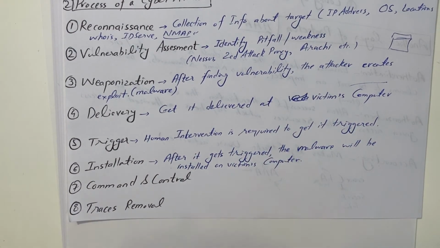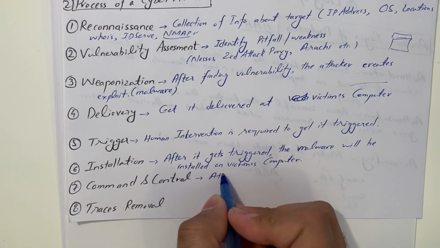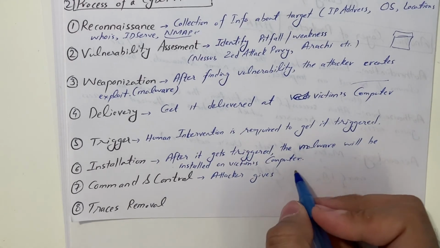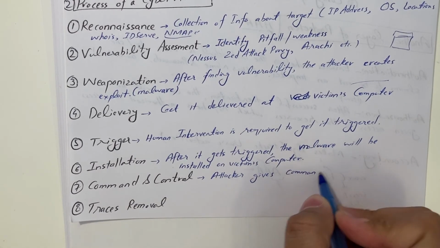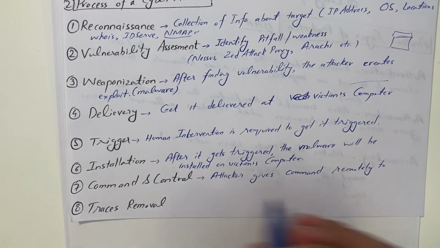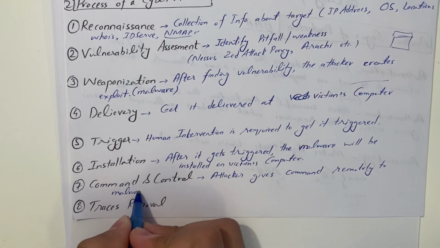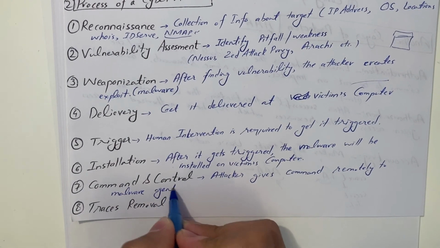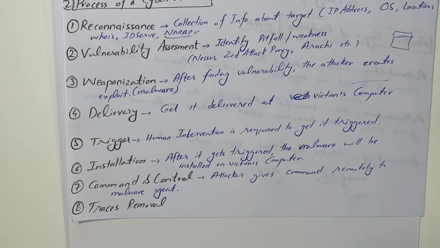After successful installation, the attacker gives commands remotely to the malware. The malware becomes an agent for the attacker. The attacker remotely gives commands to the malware agent installed on the user's computer, and then they can take control of the computer, turn it into a botnet, whatever the objective is.